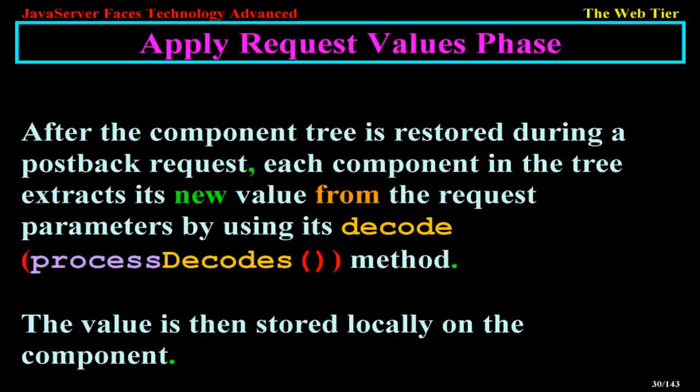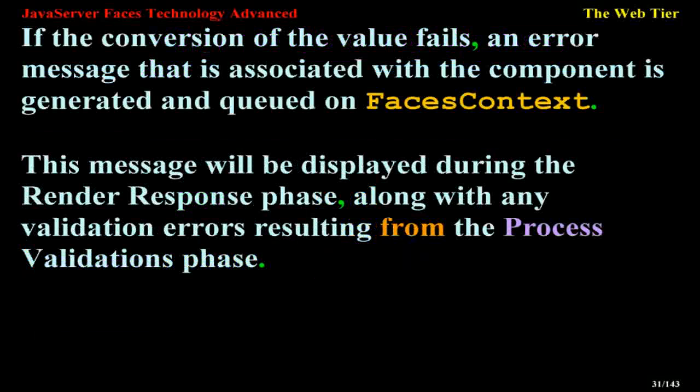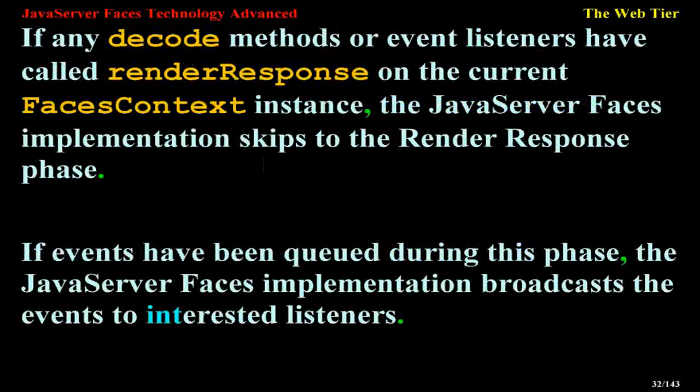Apply request values phase. After the component tree is restored during a postback request, each component in the tree extracts its new value from the request parameters by using its decode method. The value is then stored locally on the component. If the conversion of the value fails, an error message that is associated with the component is generated and queued on FacesContext. This message will be displayed during the renderResponse phase, along with any validation errors resulting from the process validations phase. If any decode methods or event listeners have called renderResponse on the current FacesContext instance, the JavaServer Faces implementation skips to the renderResponse phase.